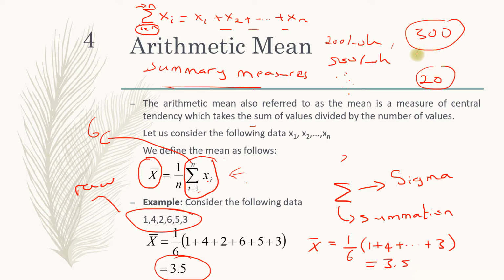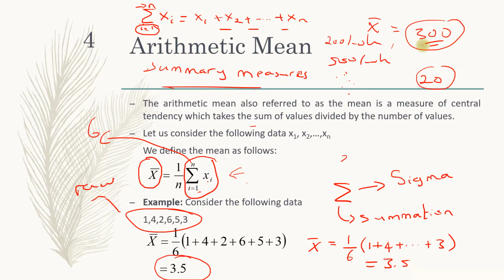What does this mean? This x bar of 300, where x is the pocket money, has two interpretations. There are two ways of looking at it. One is that it represents an equal distribution of that amount among all the 20 students. So if you were to distribute the pocket money equally among all the 20 students, that is the amount that you would have had to distribute.